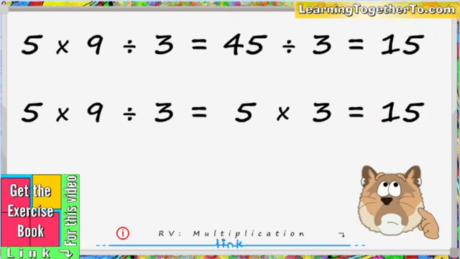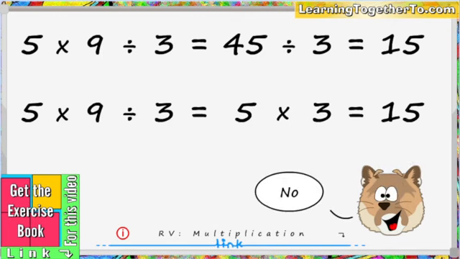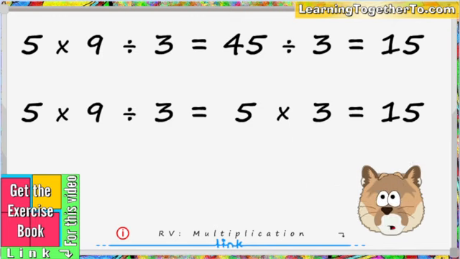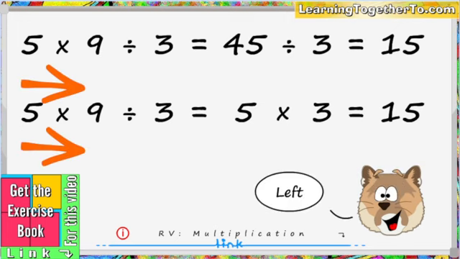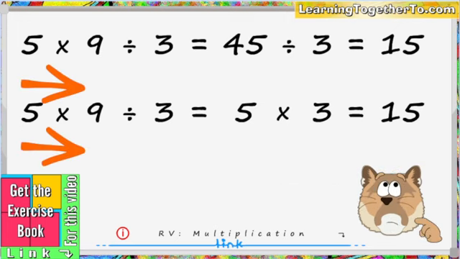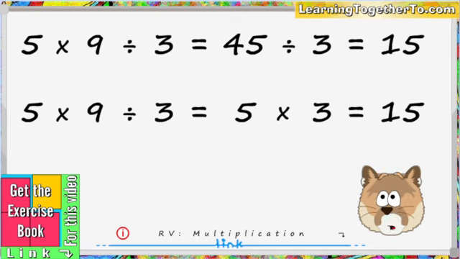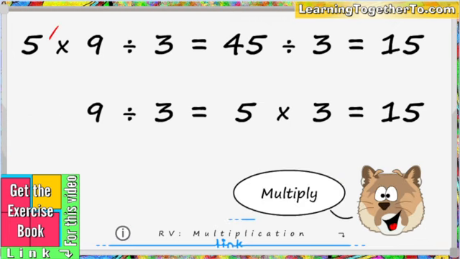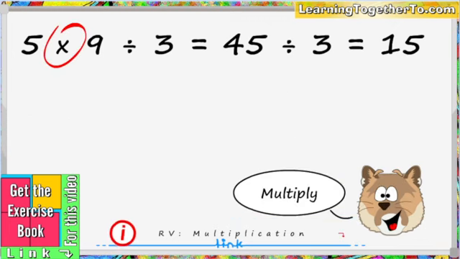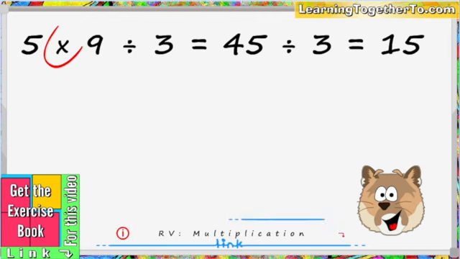Peter, does it matter if we multiply or divide first? No, it doesn't. That's right, Peter. Remember, Peter, one of the rules tells us to always work from left to right. Well done, Peter. Peter, in this case, the first thing that we should have done was multiply. Excellent, Peter. Let's try it again.